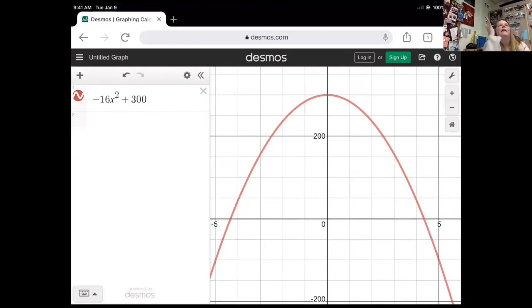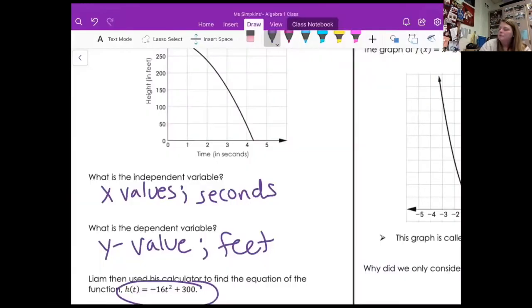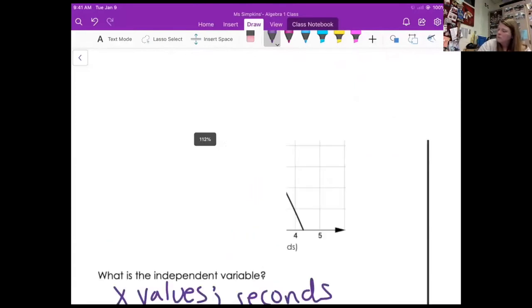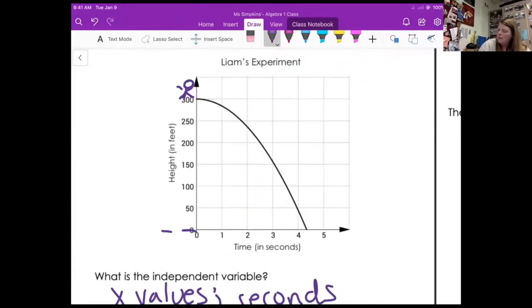Why did they not include the left side of the graph? They only included the right-hand side. So Graham said no negative feet, which would be the bottom, instead of it going up. Up, okay, that's true. Why the left-hand side of the graph though? So here, let me pull back up Liam's graph. So why are we not including this piece of the parabola? Zion? Okay, you're getting there. Madison? You can't have negative seconds, right?